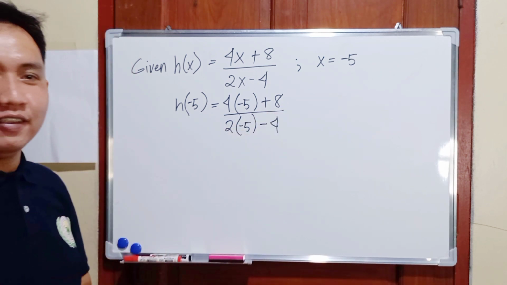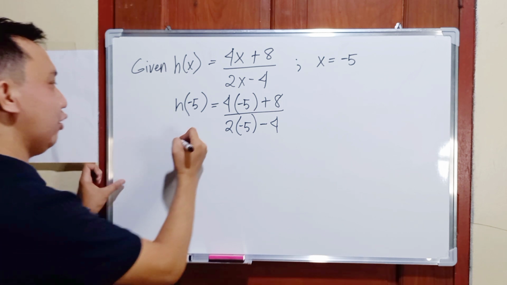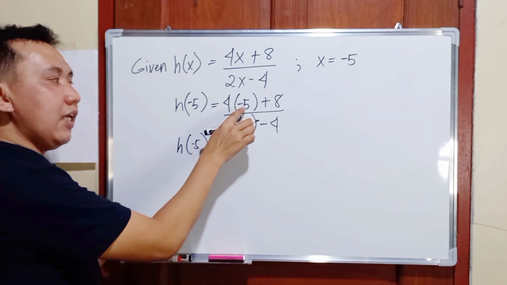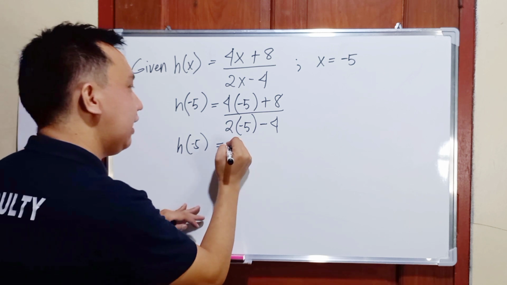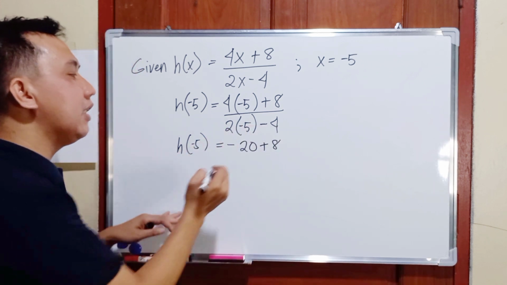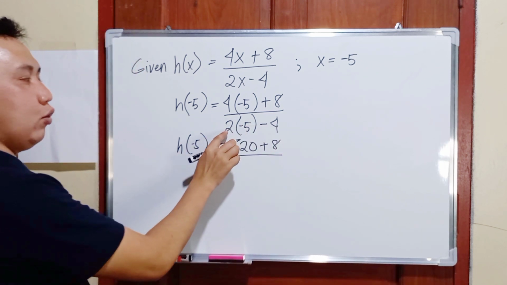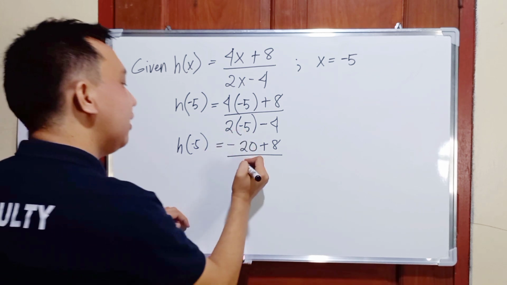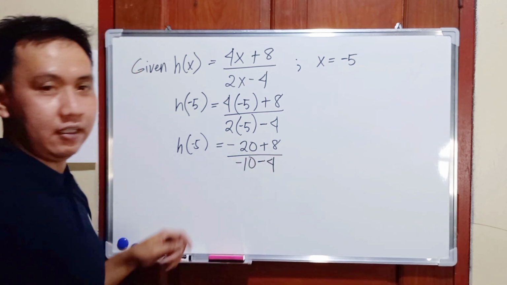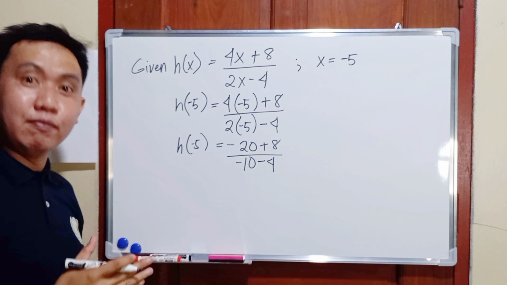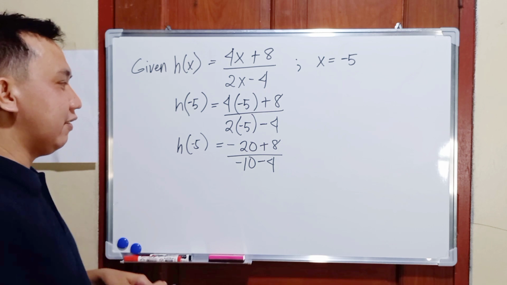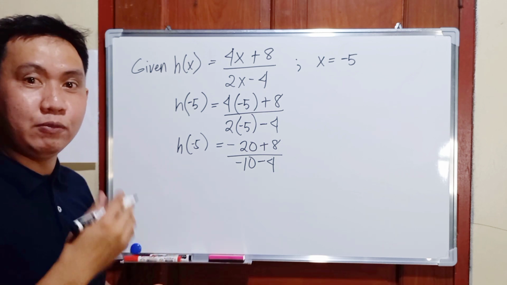Ayan na. Isi-simplify na naman natin yan. So, h of negative 5 is equal to 4 times negative 5, that is negative 20 plus 8 divided by 2 times negative 5, that is negative 10 minus 4. So dito, kailangan ma-review natin ang ating knowledge on problem involving integers. Dapat ma-master natin ang integers yan, yung mga negative, yung positive.